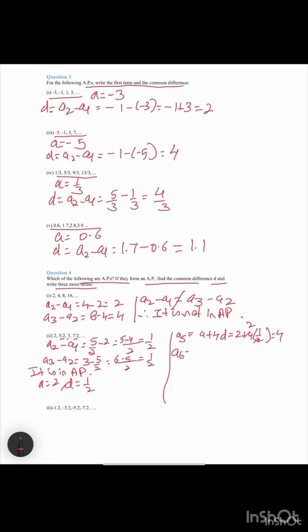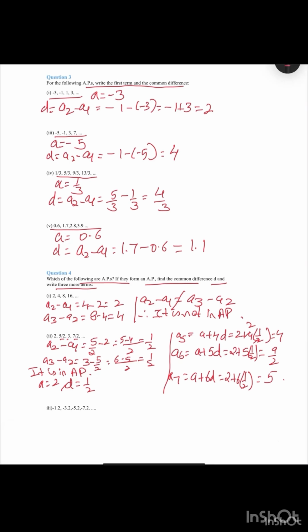A6 will become A plus 5D. In place of A, it is 2 plus 5 into 1 by 2. This will become 2 plus 5 by 2. Taking an LCM and simplifying, we'll get 9 by 2. A7 is equal to A plus 6D. That is 2 plus 6 into 1 by 2. 2 and 6 will get cancelled. I'll get A7 is equal to 5 over here.